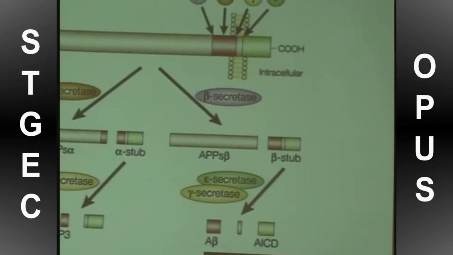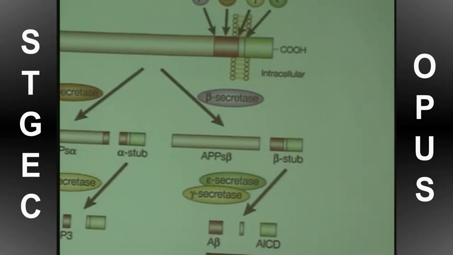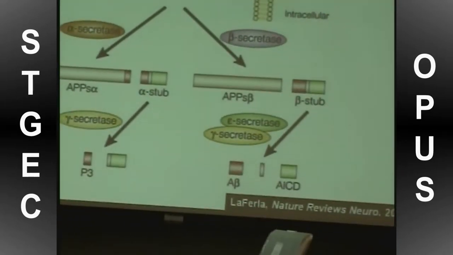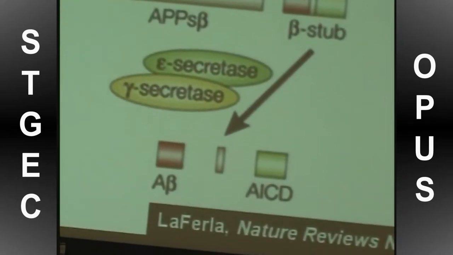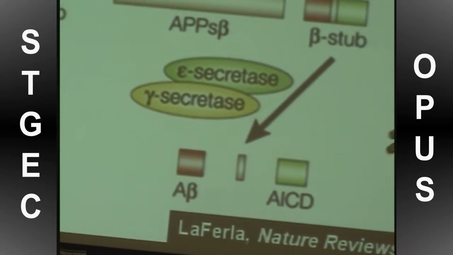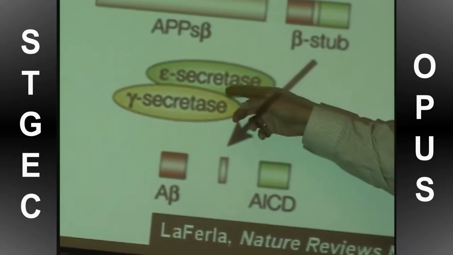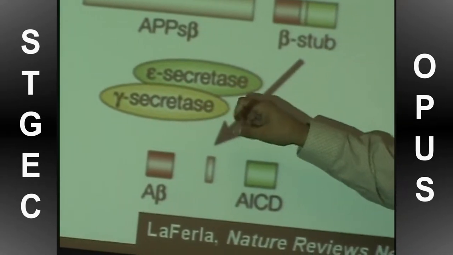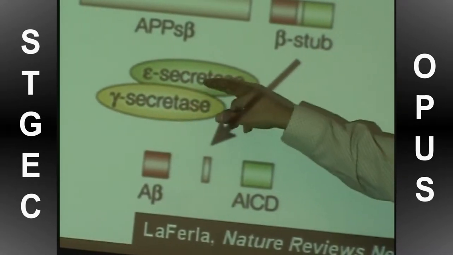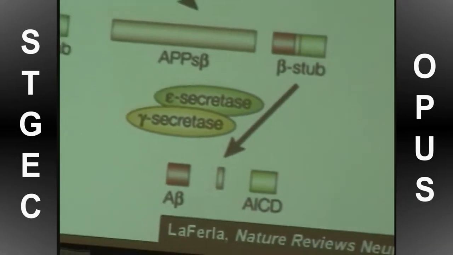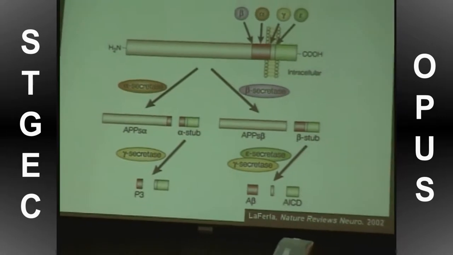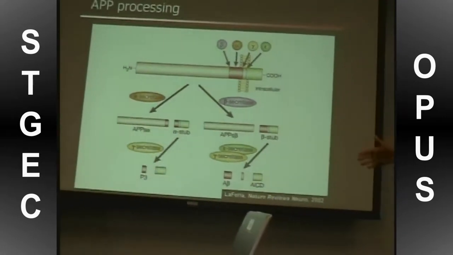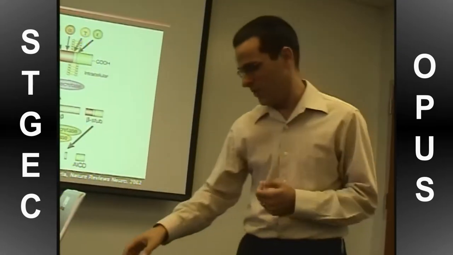There are two major forms of A beta based on amino acid length, either 40 or 42. It's known that A beta 42 is more pathological and aggregates faster. Presenilin 1 and 2, which I told you about before, are basically the major enzymes that are part of this gamma secretase complex. And again, mutations in these proteins lead to an increase in A beta 42 production and to Alzheimer's disease.